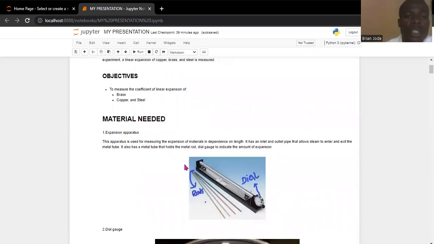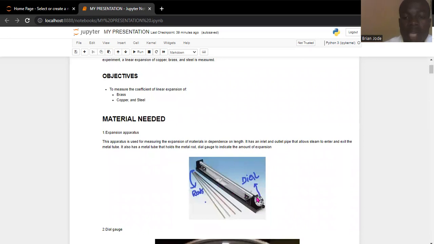We have what we call an expansion apparatus. This apparatus is used for measuring the expansion of materials in dependence of length. It has various parts, as you're going to see below. It has an inlet and outlet pipe that allows steam to enter and exit the metal tube. It also has a metal tube that holds the metal rod, and a dial gauge to indicate the amount of expansion.